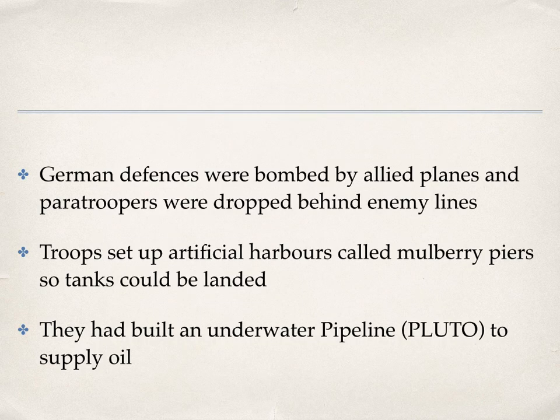Before these troops landed on the beaches, the German defences were bombed by the Allied planes, and then they dropped paratroopers in behind the enemy lines. About 10,000 paratroopers were dropped in behind enemy lines. As the boats were coming in, troops set up artificial harbours called Mulberry Piers so the tanks could be landed. And they'd also built an underwater pipeline known as Pluto to supply oil.